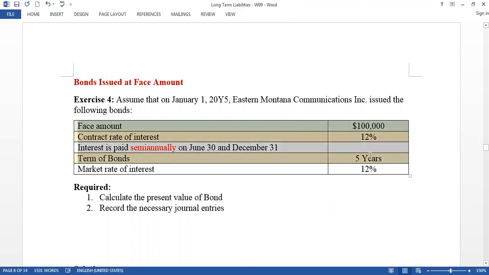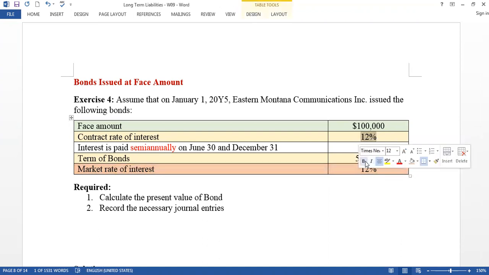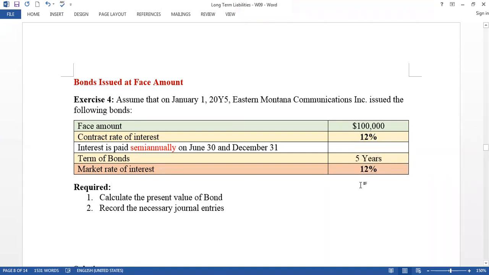Now we know our information. Now we go to the market with our bond and we find that the market rate is also similar, 12%. So we offer 12% and the market rate is also 12%. Now I told you that this contractual interest rate is used to calculate interest expense, and it is divided by 2, so it becomes 6%. Clear? Why 6%? Because it is semi-annually.